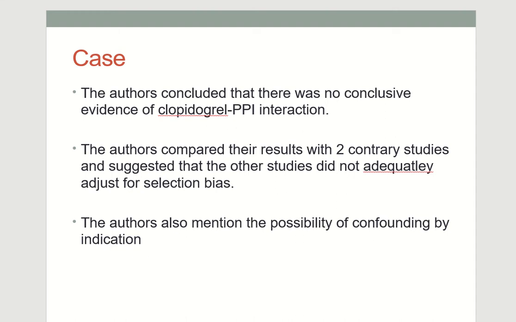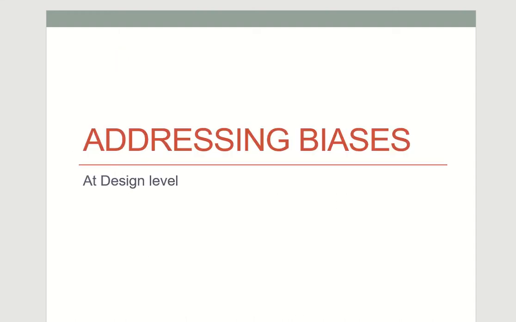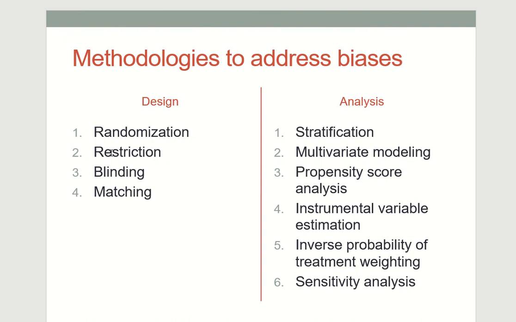What can we do to address these biases? You can address the biases at two levels. Okay, so في عنا الديزاين level of your study وفي عنا الاناليسيس level, how you analyze the data. So at the design level, these are the different things you can do to reduce the impact or maybe prevent the occurrence of the bias: randomization, restriction, blinding, matching. These are very simple concepts. On the analysis, you can do stratification, you can do multivariate modeling.